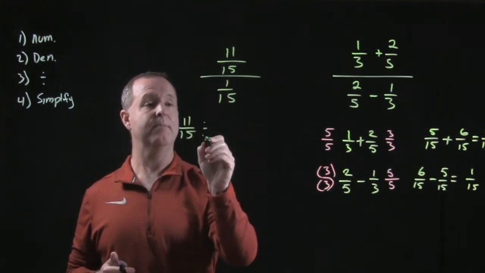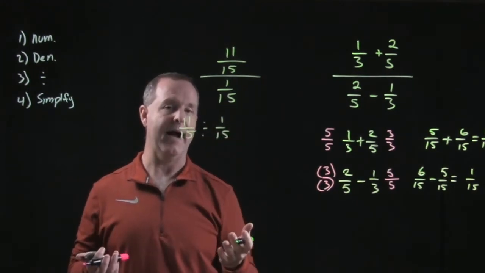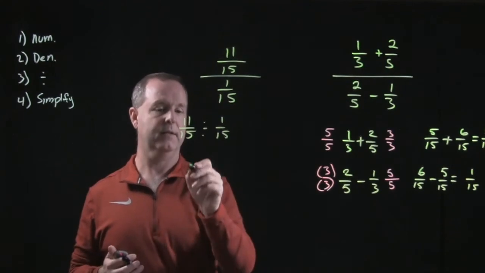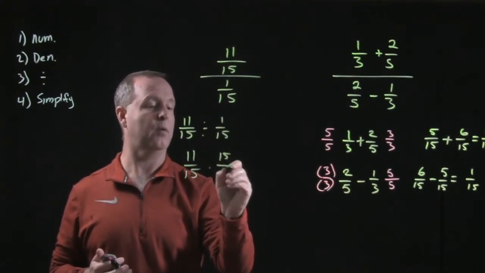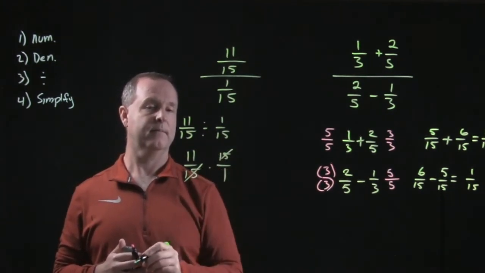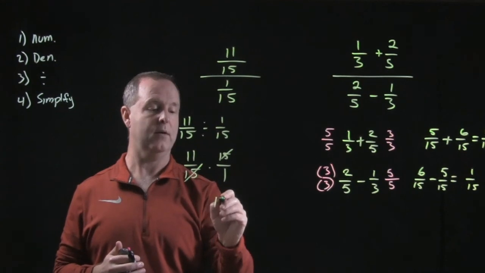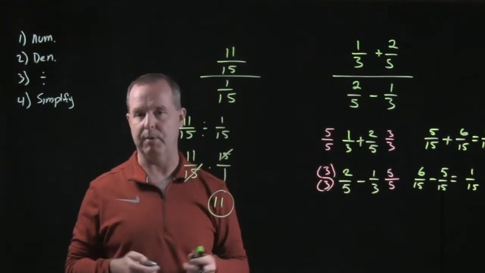11/15 divided by 1/15. And remember, to divide, we can multiply and invert. So that becomes 11/15 multiplied by 15/1. 15s cancel out. So I'm just left with 11/1, or 11 is my final solution to this particular complex expression.